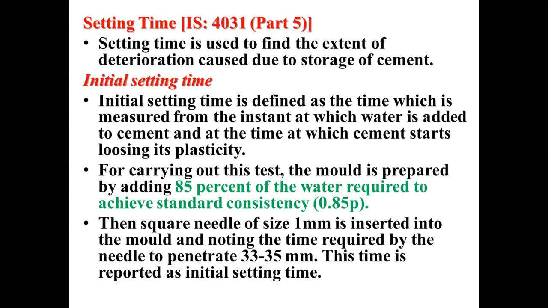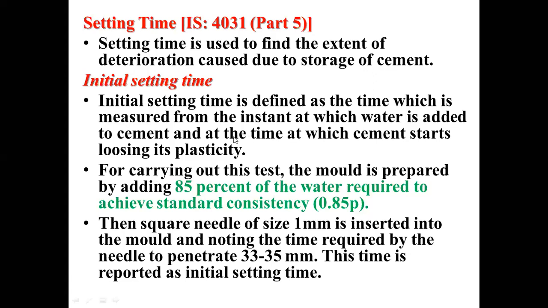Always, for ordinary Portland cement, it should be more than 30 minutes. Actually, in the books they give 30 minutes, meaning that it should not be less than 30 minutes. Always it should be more than 30 minutes. It may be 35 minutes, 40 minutes, or 45 minutes, depending upon the water cement ratio we are using.